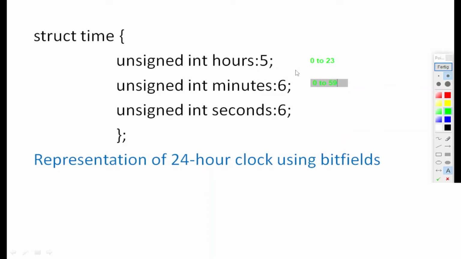So in the case of hours, it is 0 to 23, and minutes is 0 to 59. Similar is the case with the seconds. Seconds is also 0 to 59.